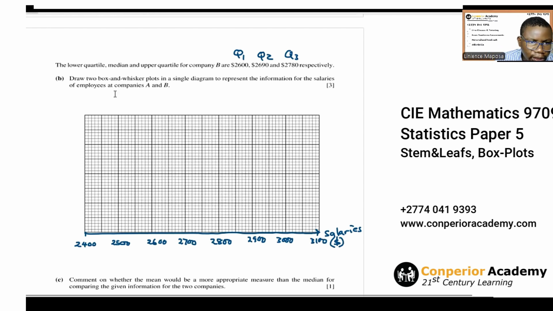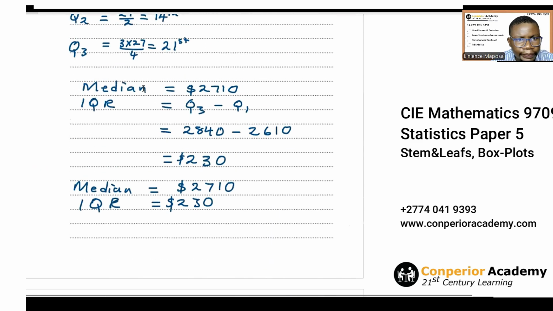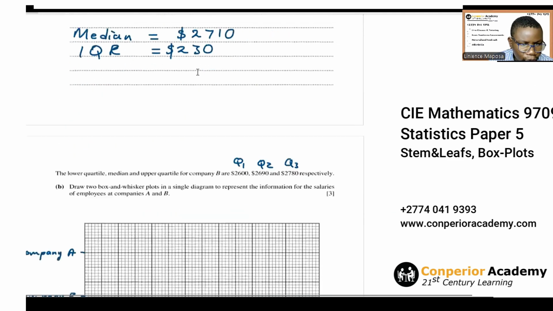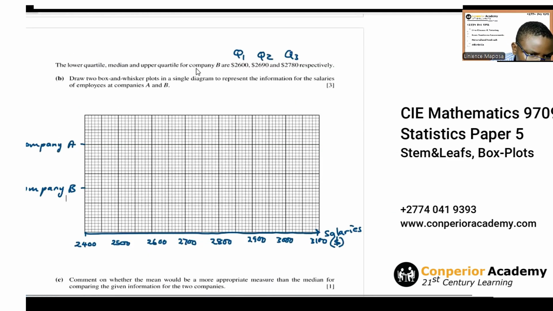Let me decide where I want things to be. Company B is going to be here. Company A, I want it here. So I'm going to write here company A. And then I'm going to have my company B here. Let me just go and get the data for company A. I want Q0. Q0 is 2,500. So I just go and mark 2,500 for company A.